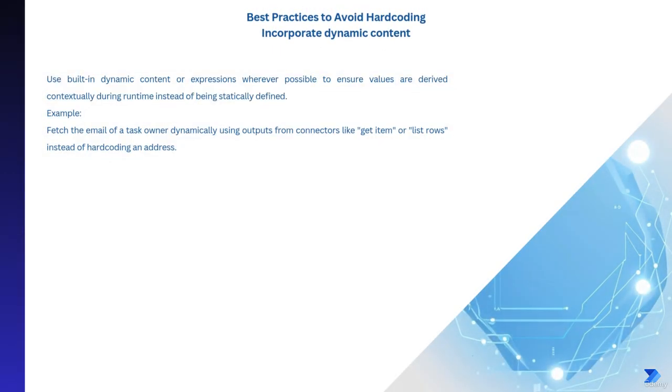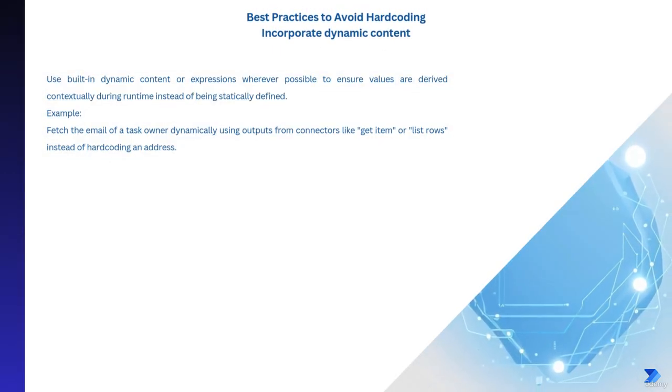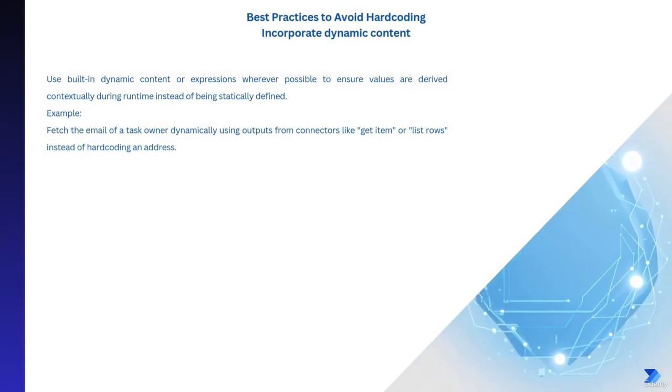Incorporate dynamic content. Use built-in dynamic content or expressions wherever possible to ensure values are derived contextually during runtime instead of being statically defined. Example: fetch the email of a task owner dynamically using outputs from connectors like getItem or listRows instead of hard-coding an address.